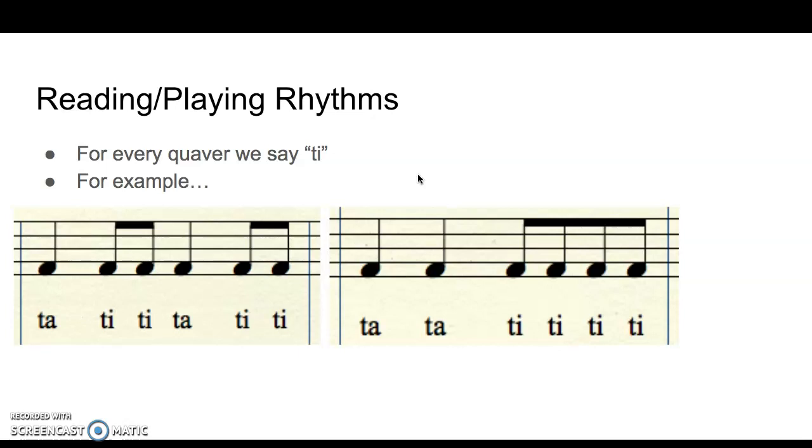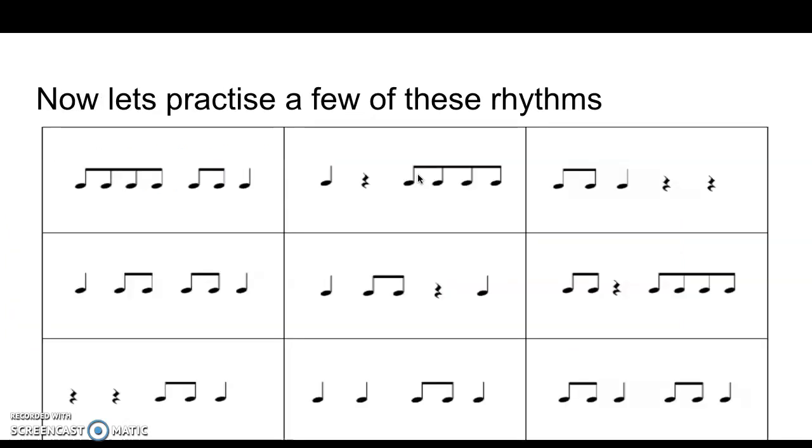I'm now going to do the second one. I'm going to say it first. Ta, ta, ti, ti, ti, ti. And then I'm going to clap it with a 1 bar count in. Ta, ta, ti, ti, ti, ti. And I'm going to play a few of the first rhythms here.